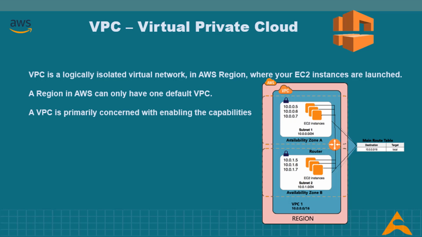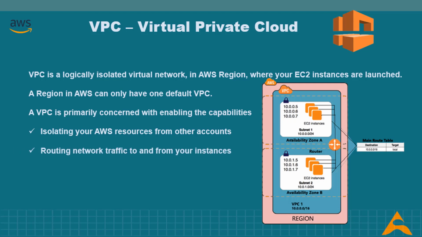for their EC2 instances. Basically, a VPC is primarily concerned with enabling capabilities like isolating your AWS resources from other accounts, routing network traffic to and fro from your instances, and protecting your instances from network intrusion.